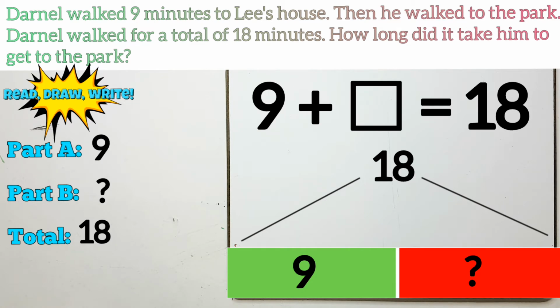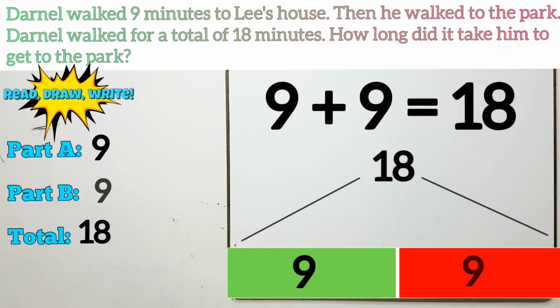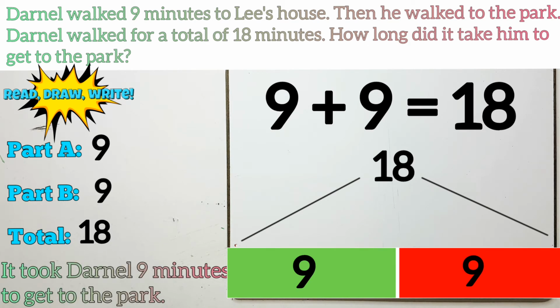If I count on, I would say 9, 10, 11, 12, 13, 14, 15, 16, 17, 18. It took me 9 jumps to get from 9 to 18. So my mystery number is 9. And my statement would read, it took Darnell 9 minutes to get to the park. Let's do the next one.